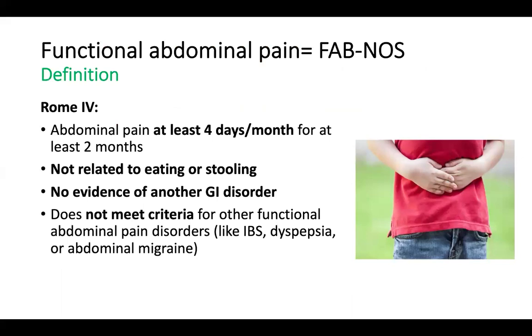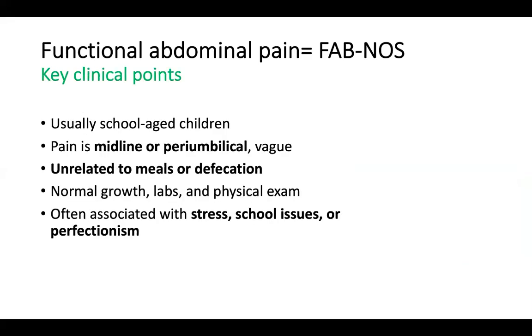By definition, it's abdominal pain at least 4 days per month for at least 2 months, not related to eating or stooling, no evidence of another GI disorder, and doesn't meet criteria for other functional abdominal pain disorders like IBS, functional dyspepsia, or abdominal migraine. It's very common in school-aged children.